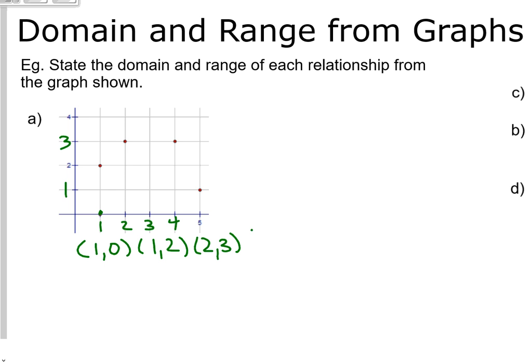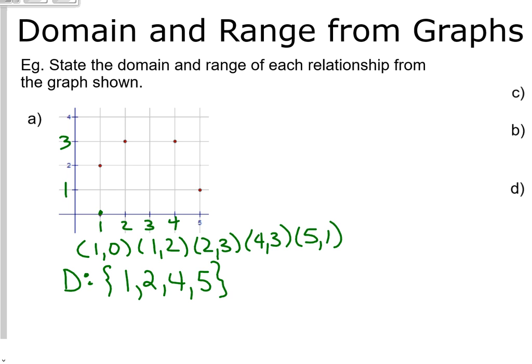And then 4, 3. And then last is at 5, 1. So it could be easier to write your domain and range if you take the time to pull those points off of your graph. Then our domain is simply going to be 1. I have another 1, so I'm not going to include it. A 2, a 4, and a 5.